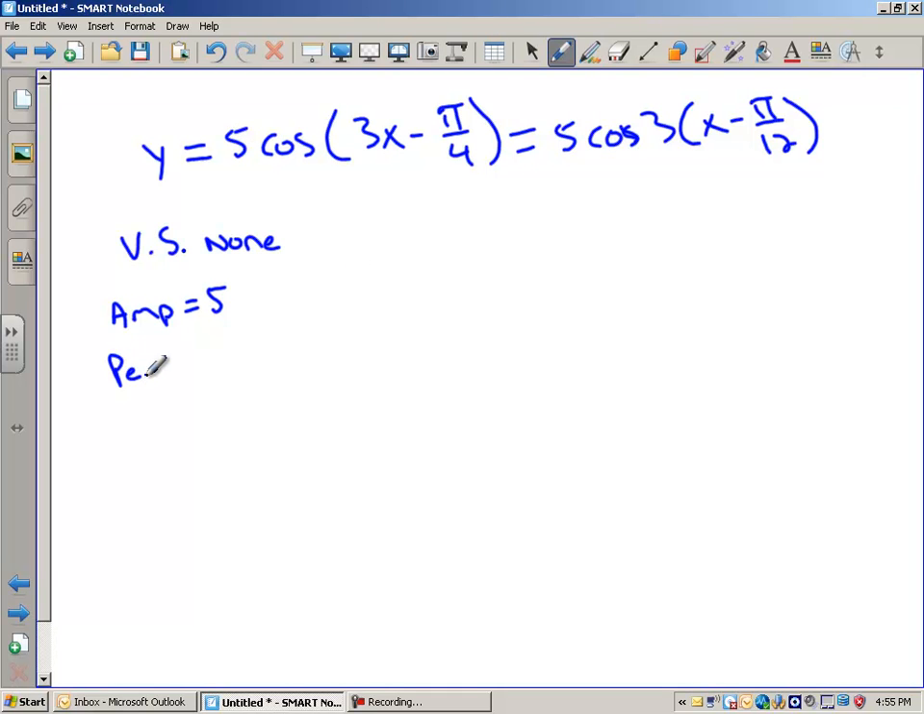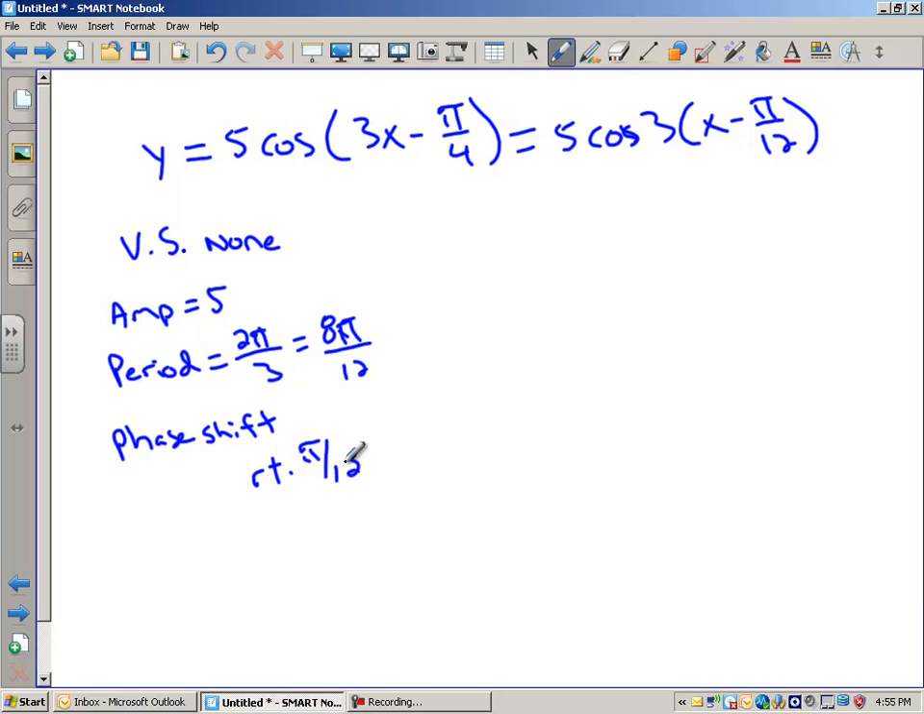What is my period? Well, now I'm in radians because you can see my phase shift has radians. So my period is 2 pi divided by that number b, 2 pi over 3, which I want you to think about this for common denominators. That's the same thing as 8 pi over 12. You'll see why I need that when I graph it. Okay, and what about my phase shift? Well, my phase shift is right pi over 12.